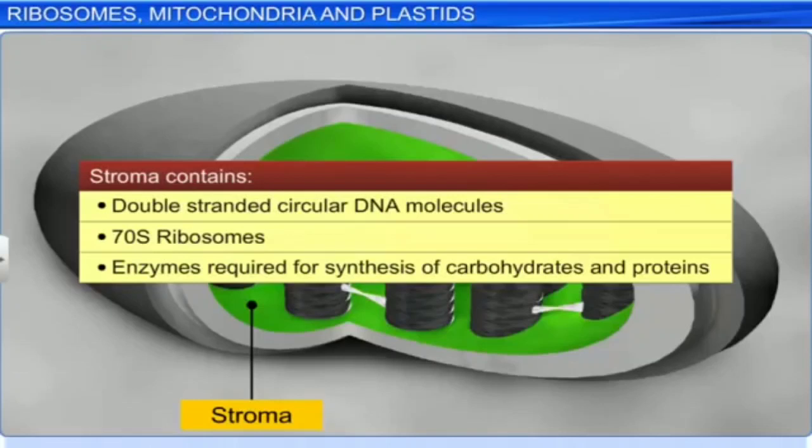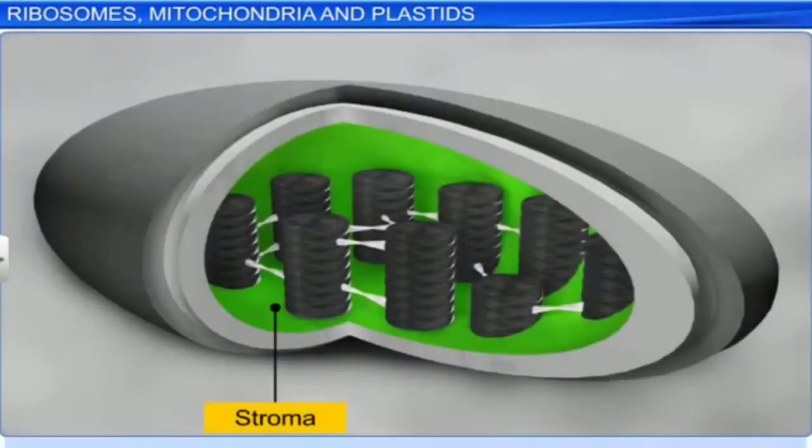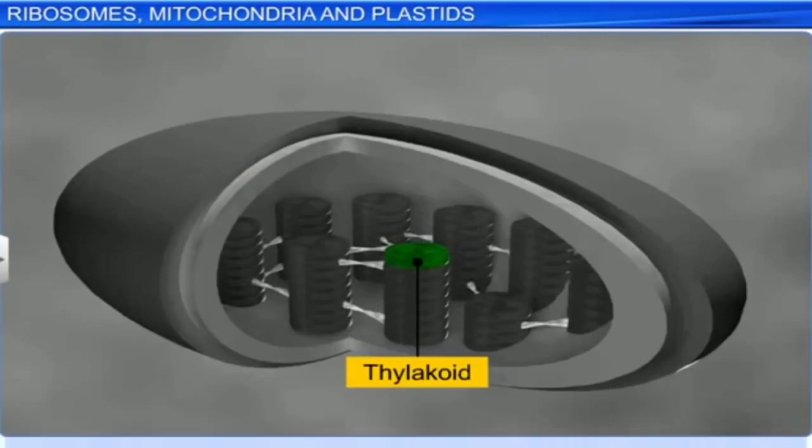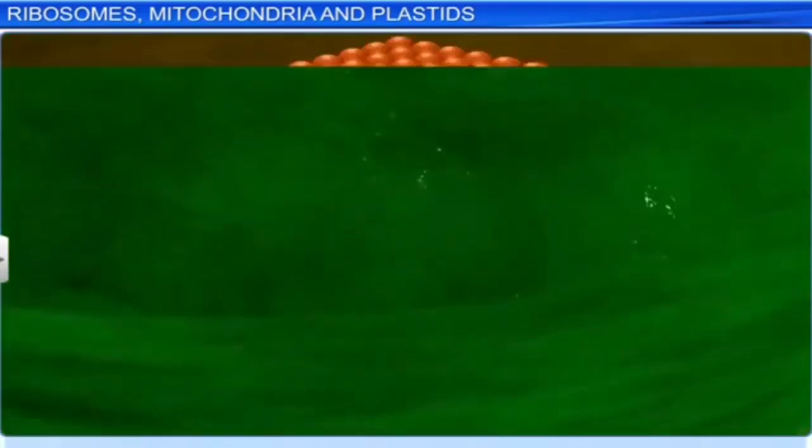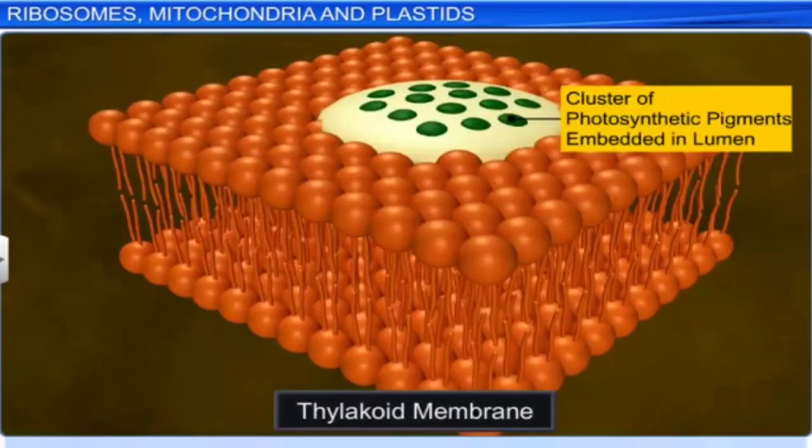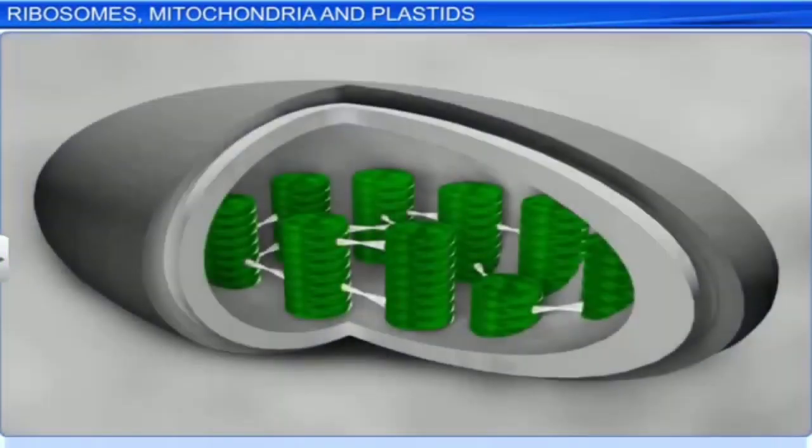Stroma also contains thylakoids, flattened membranous sacs containing chlorophyll pigment in their lumen, the space enclosed by the thylakoid membranes. Around 20 to 50 thylakoids are stacked like piles of coins, forming grana or intergranal thylakoids. The thylakoids of different grana are connected to each other by flat membranous tubules called stroma lamellae.